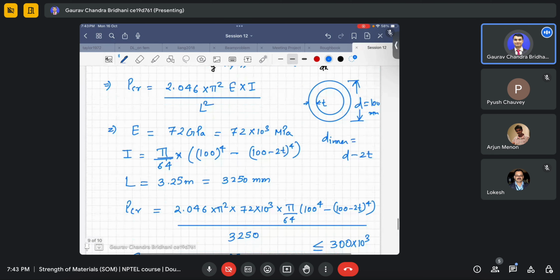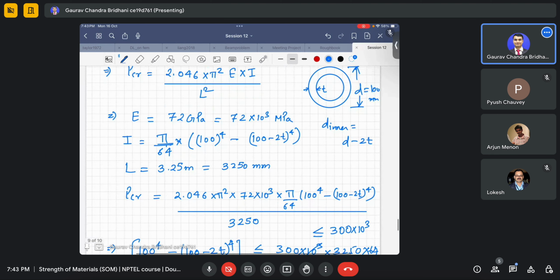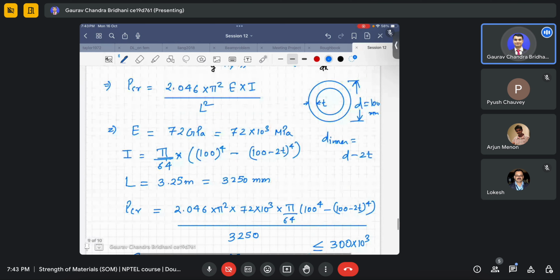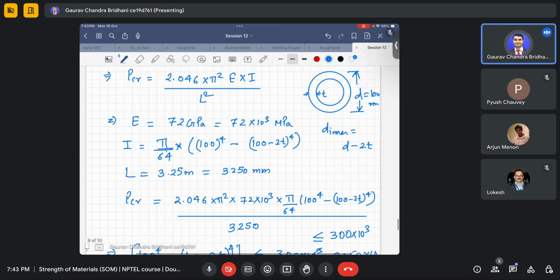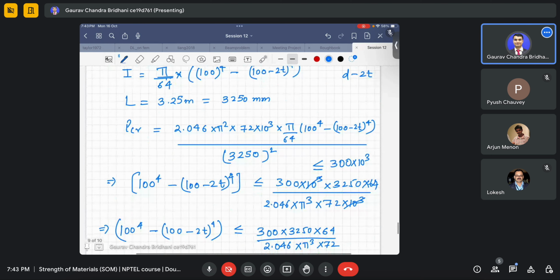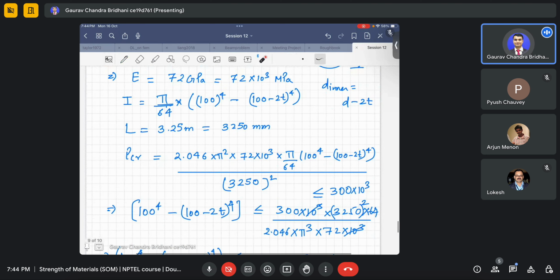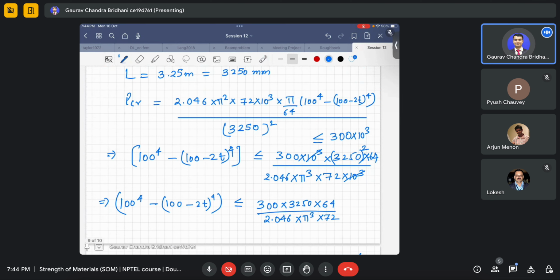PCR is pi square EI by L square. We have done a very silly mistake. Sorry, guys. It should be a square of 3250. See, it's L square, and I had L only. My mistake. Sorry. So now I think it will not be that wrong.